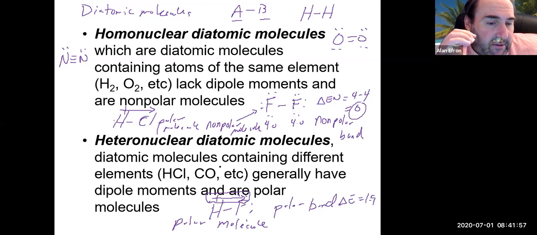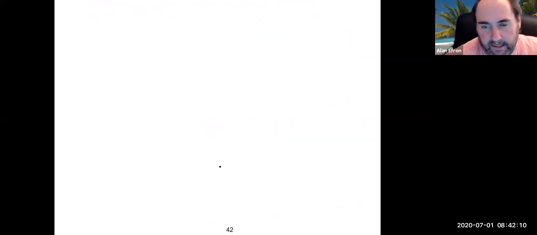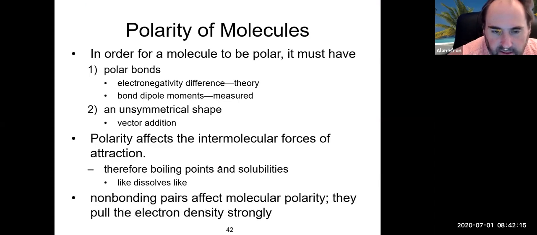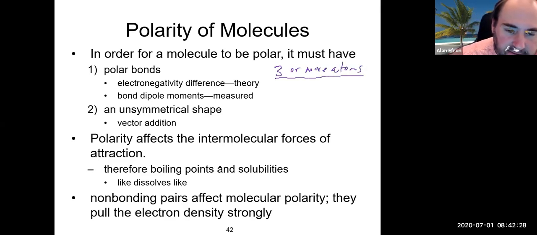So when we get into molecules that have 3 or more atoms involved, you have to look at actually a couple of different things to determine whether or not the molecule is going to be polar or nonpolar. And let's see what we got there. So when we have 3 or more atoms involved, you really need to look at two major things. First off, are there polar bonds?